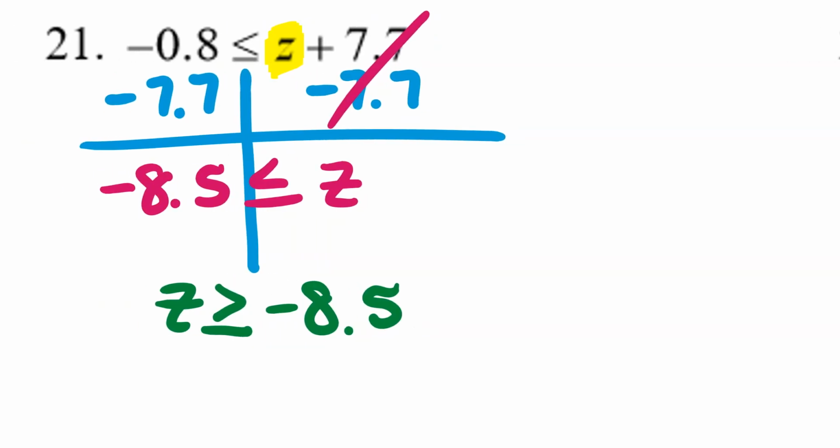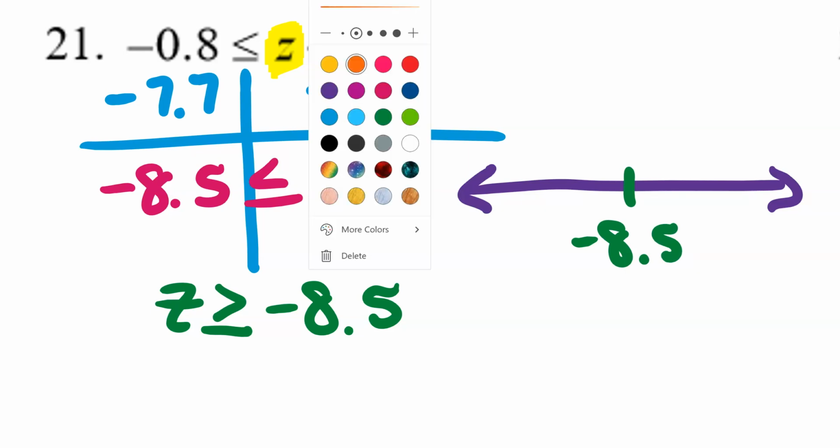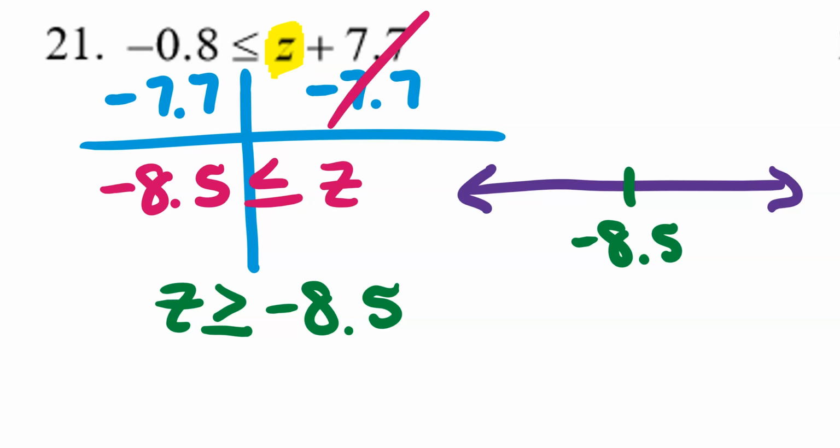So first I solved it. Now I need to graph it. So I'm going to draw my number line. I'm going to put a little line there and say, hey, this is negative 8.5. On negative 8.5, I do need a closed circle because it's or equal to. So closed circle, that arrow is pointing to the right, so I'm going to draw it to the right. And that's where my greater than numbers are also. Okay. So that would be the answer and the graph for 21.